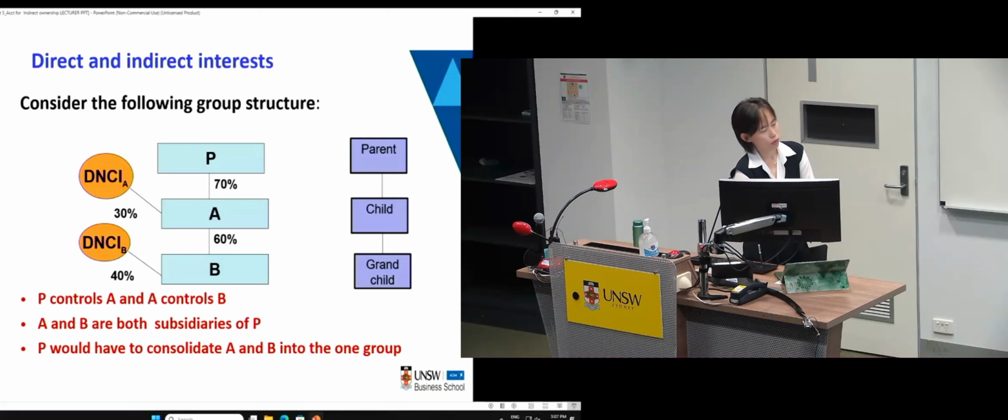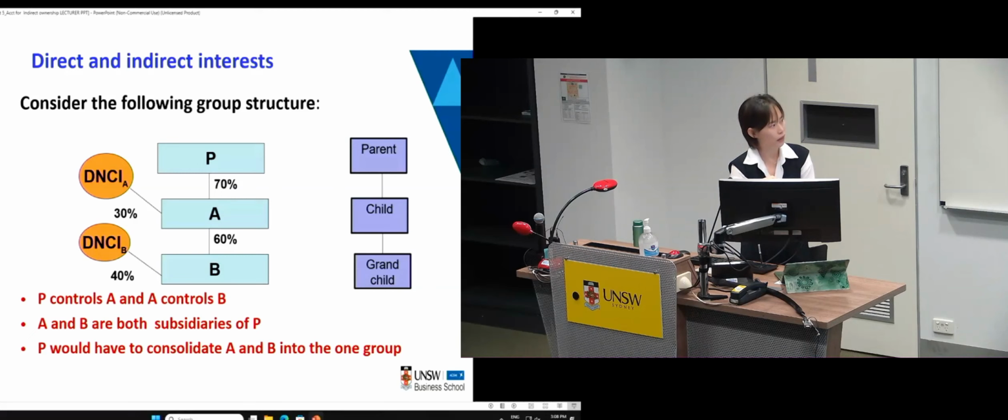Using 70% multiplied by 60%, okay? So that is P's indirect interest in B. Then can you tell me the percentage of the voting rights controlled by P in B Limited? That will not be 42%, it is 60%. Why is that? Because P controls A, right? And A holds 60% of the shares in B, which in other words means P is able to direct this 60% of voting rights in B. Because this 60% represents the majority, P is able to direct the relevant activities of B.